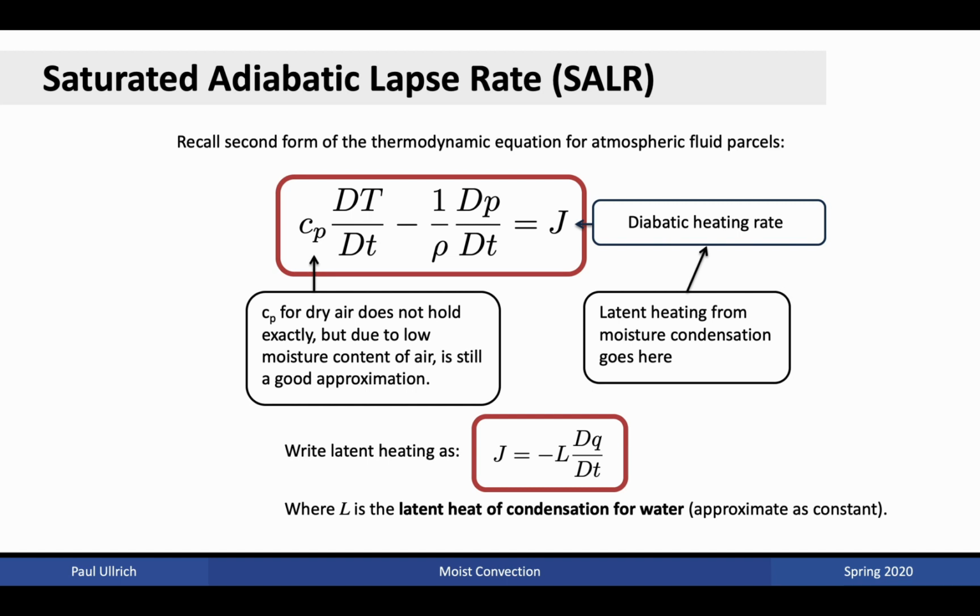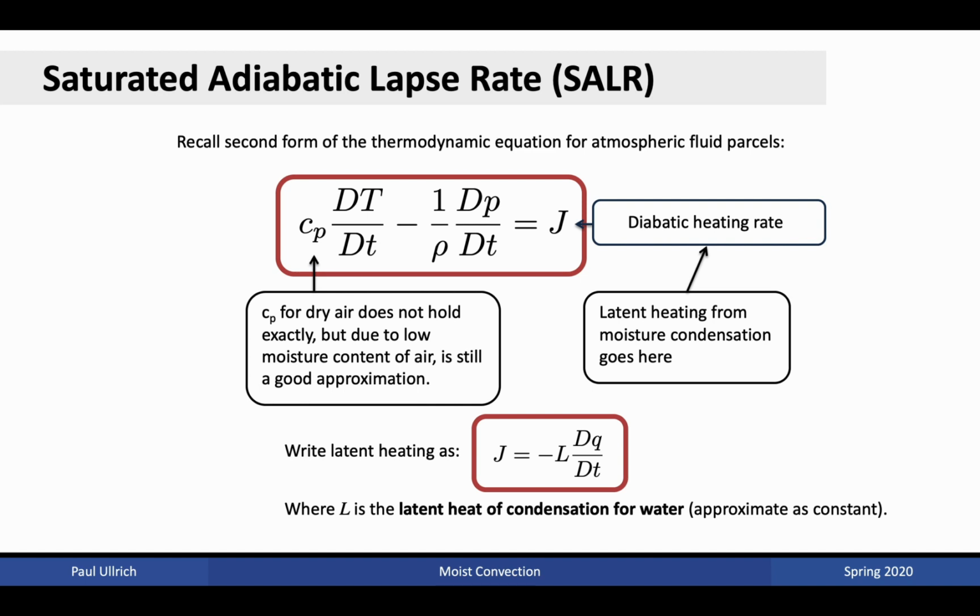In general, we know that the amount of heat released is going to be proportional to the change in water vapor within the fluid parcel. That is, the more water vapor that condenses, the more energy will be released. Thus, we can write the diabatic heating rate as being proportional to the change in specific humidity within the fluid parcel, which is the material derivative of q. The constant of proportionality here is the latent heat of condensation for water.